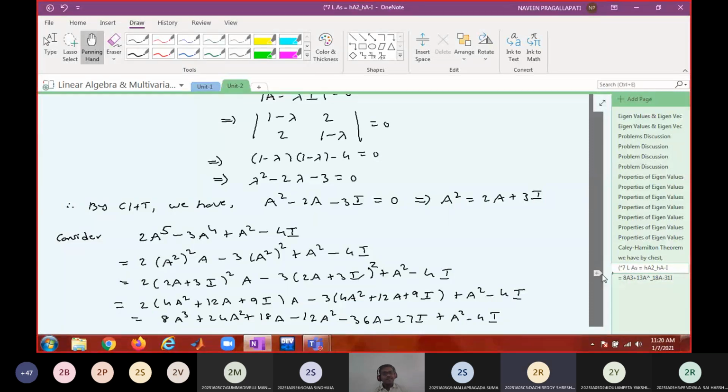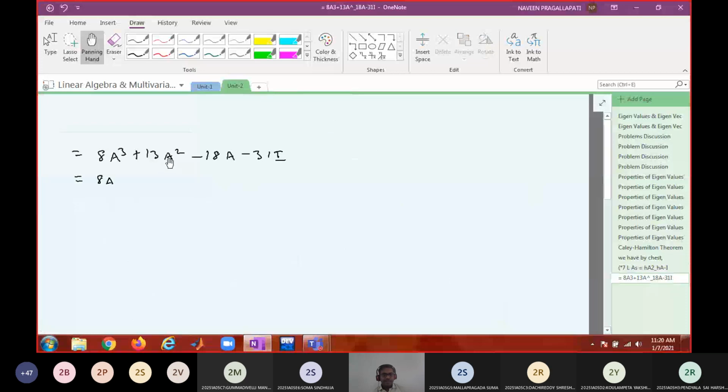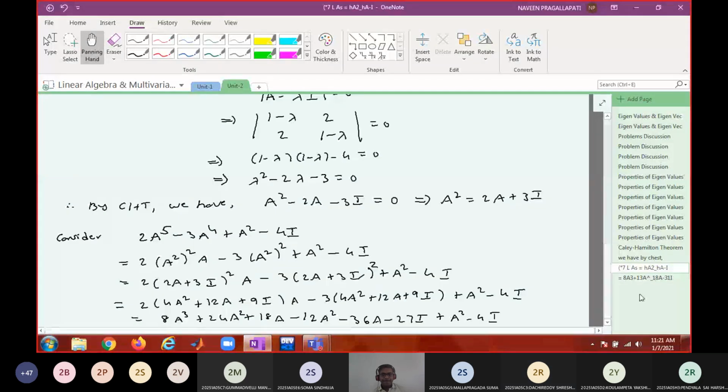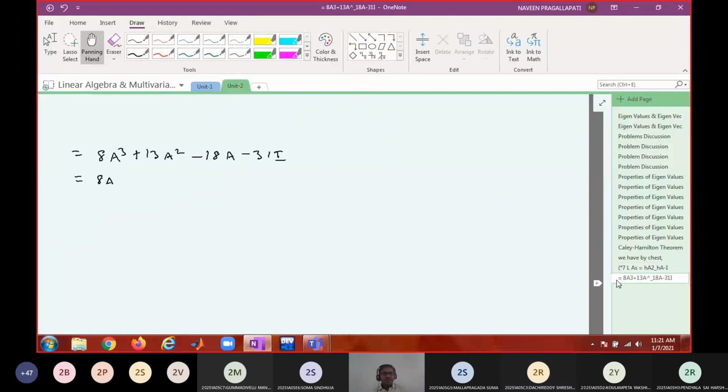So here in the place of a square, why didn't you replace it with 2a plus 3i, sir? Where? Here a square, you have written it directly. Here also we can do that, but I can do that here also, no? Yes, sir. I thought of simplifying all. Okay. So I can write it as 8a into a square.